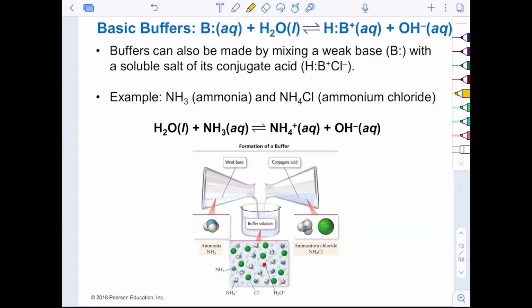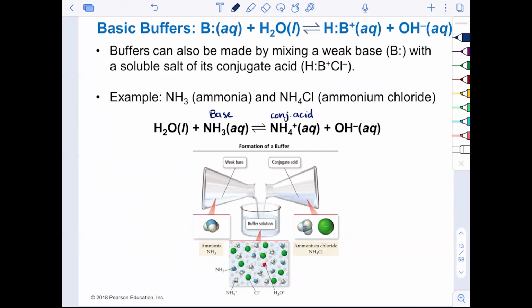Buffers can also be basic, starting with a weak base and its conjugate acid as a soluble salt. Usually you see the alternative ion being the anion in this case, such as chloride. So ammonia is a great example of a buffer with ammonium chloride. The specific components of the buffer that we would be looking at are the weak base, ammonia, and the conjugate acid, ammonium. Notice the spectator ion of Cl- is not present.